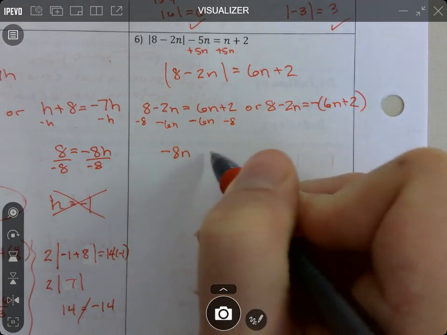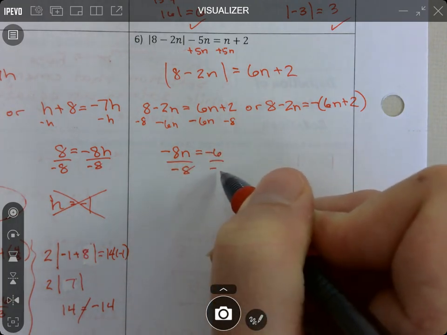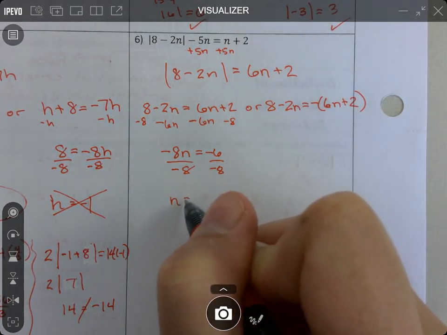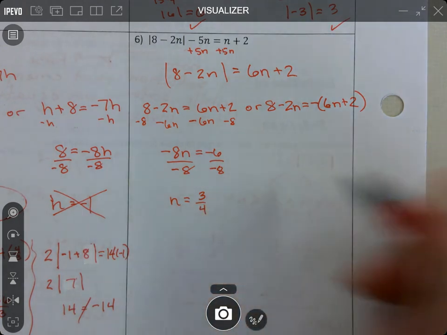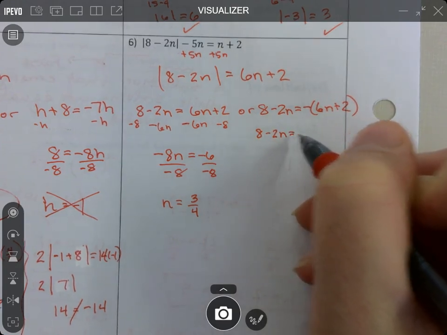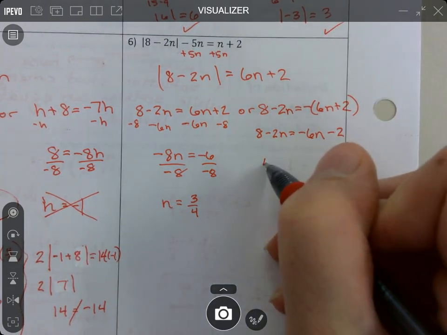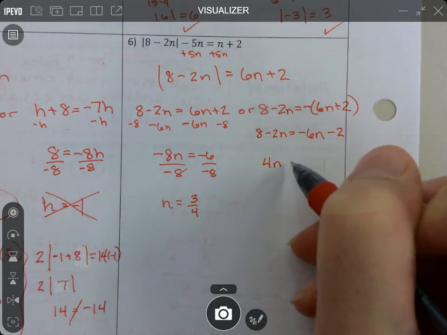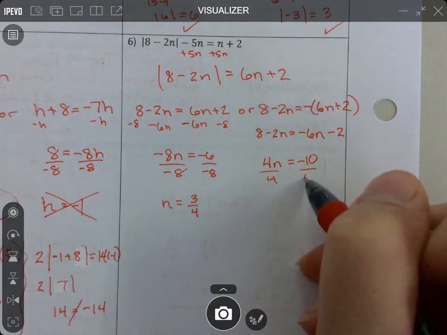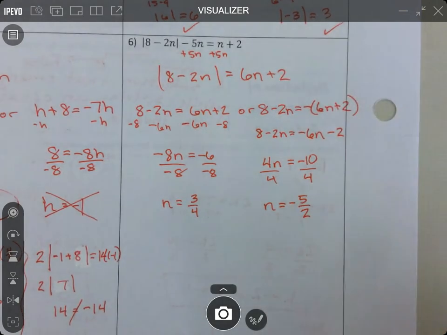I got negative 8n equals negative 6. And yep, we get a fraction again. It should be a positive 3/4. All right, when we go to do the next one, I'm going to distribute that negative sign, and then I'll start moving things. And again, it's up to you how you want to do it. I'm getting a positive 4n equals a negative 10. We should end up with the same final outcome, n equals negative 5 halves. I'll give you a second to make sure you catch up.